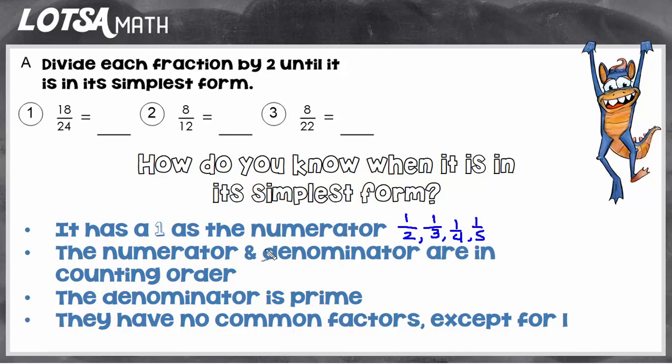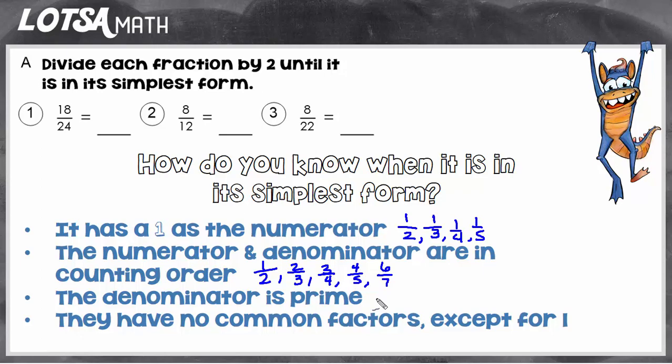Also, if the numerator and denominator are in counting order, then the fraction's in simplest form, such as 1/2. See how it's in counting order? 1 then 2, or 2/3, 2 then 3, or 3/4, or 4/5, or 6/7. Anytime the numerator and denominator go in counting order, then it's in its simplest form.